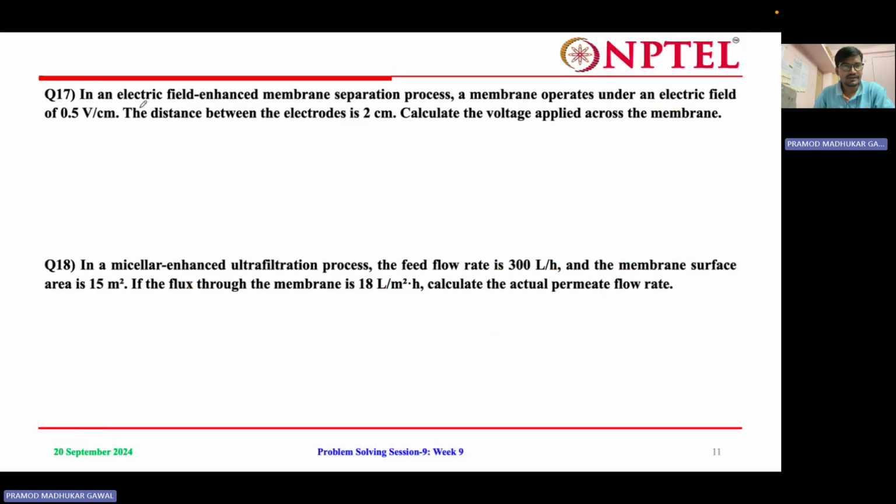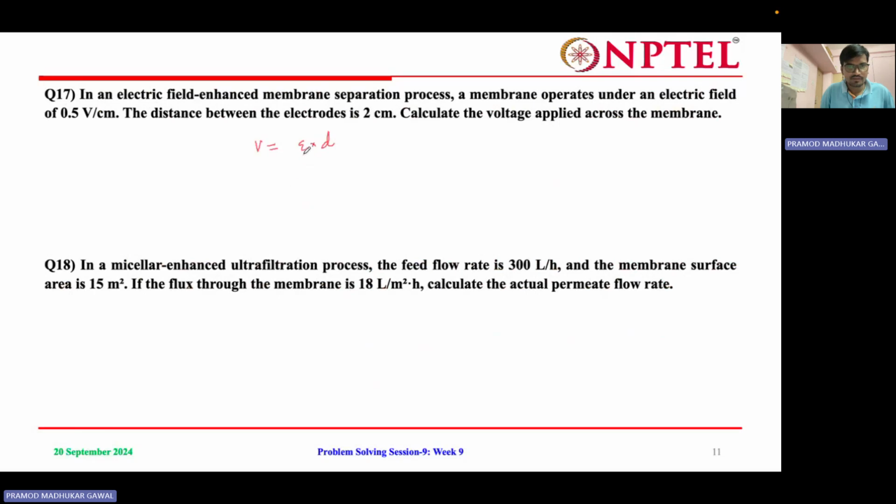Question number 17. In an electrical field enhanced membrane separation process, a membrane operates under an electrical field of 0.5 volt per centimeter. The distance between the electrodes is 2 centimeter. Calculate the voltage applied across the membrane. The voltage V applied across the membrane, V equal to E into D, right?